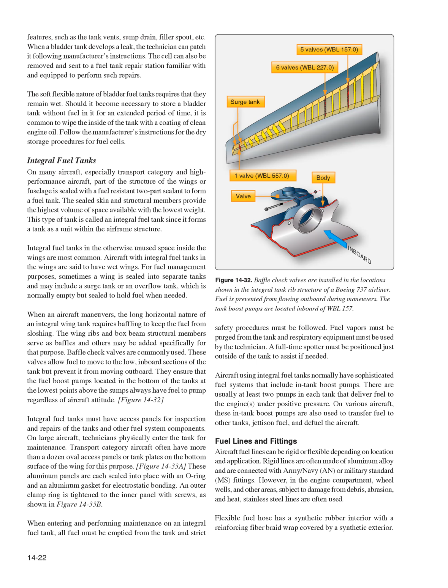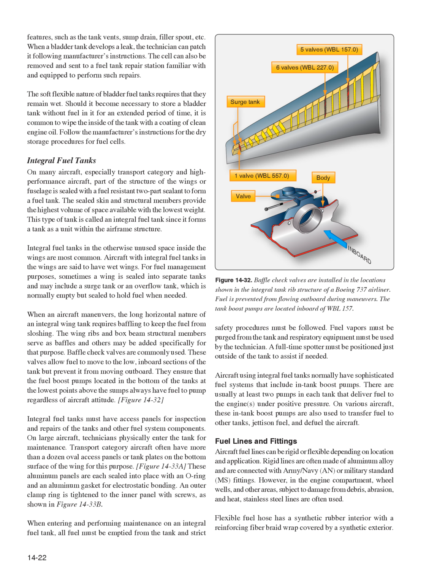When a bladder tank develops a leak, the technician can patch it following manufacturer's instructions. The cell can also be removed and sent to a fuel tank repair station familiar with and equipped to perform such repairs. The soft, flexible nature of bladder fuel tanks requires that they remain wet. Should it become necessary to store a bladder tank without fuel in it for an extended period of time, it is common to wipe the inside of the tank with a coating of clean engine oil. Follow the manufacturer's instructions for the dry storage procedures for fuel cells.